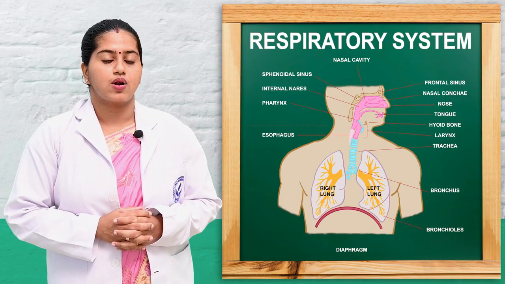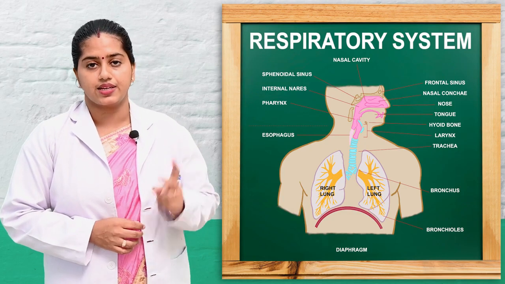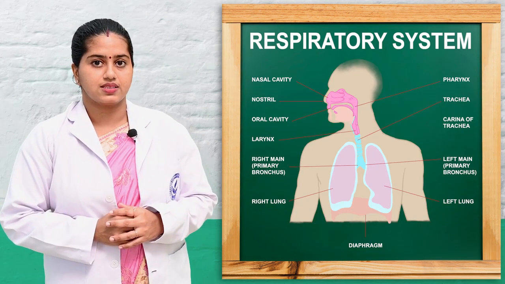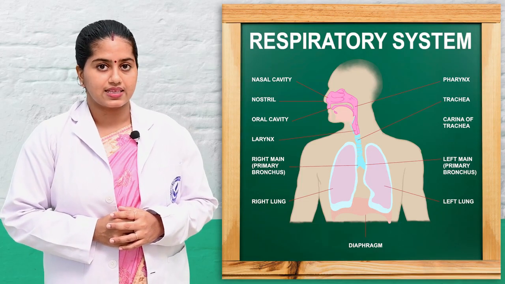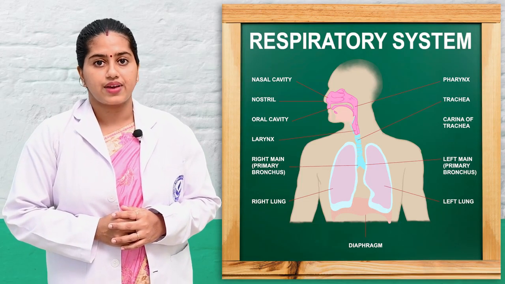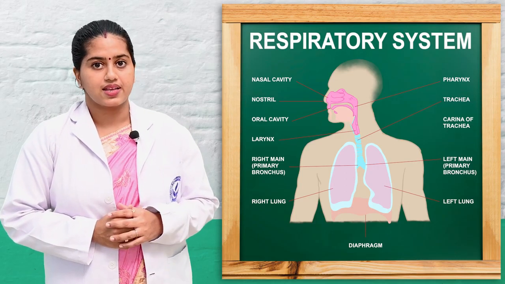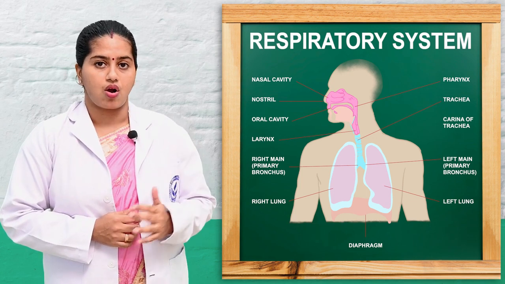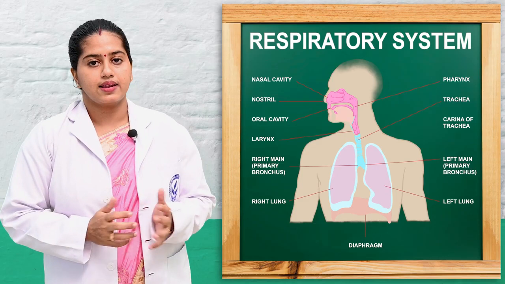Let us discuss what the parts of the respiratory system are. The parts of the respiratory system are mainly divided into two: upper respiratory system and lower respiratory system. The upper respiratory system mainly consists of the nose and nasal cavity, then the pharynx, then the larynx. The lower respiratory system consists of the trachea, then bronchi, bronchioles, alveoli and lungs.